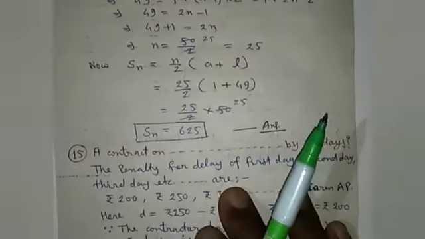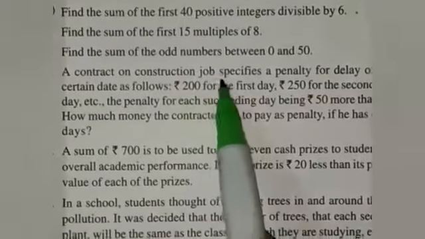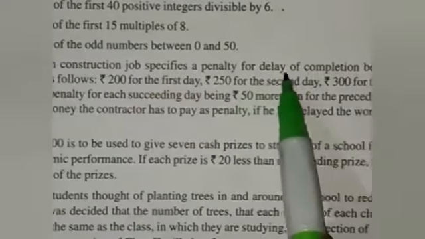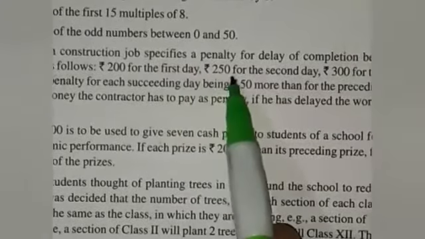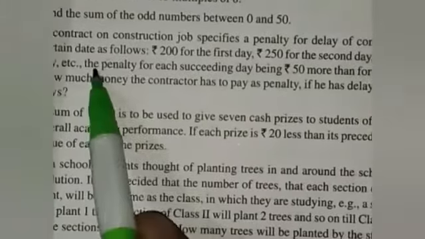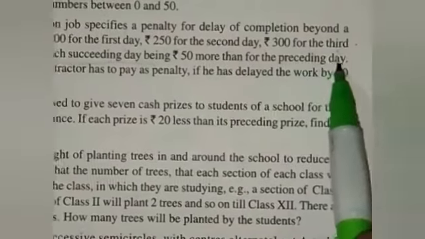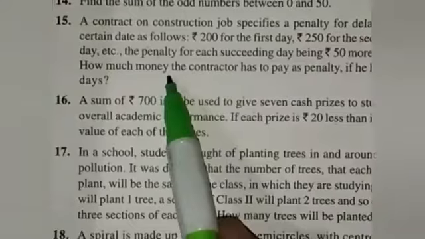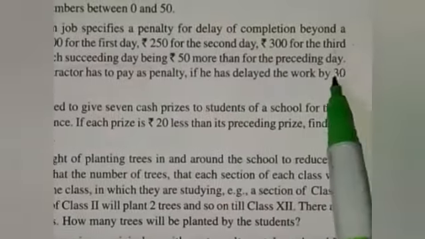Now in question number 15, a contract on construction job specifies a penalty for delay of completion beyond a certain date as follows: rupees 200 for the first day, rupees 250 for the second day, rupees 300 for the third day and so on. The penalty for each succeeding day being 50 rupees more than for the preceding day. So how much money the contractor has to pay as penalty if he has delayed the work by 30 days?